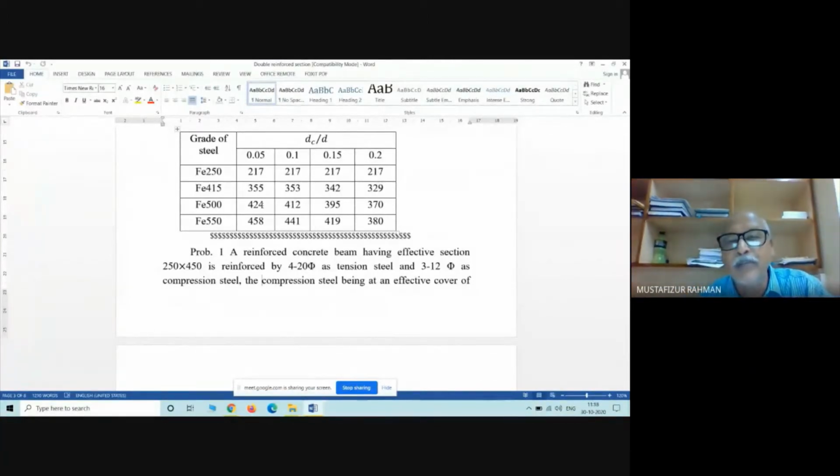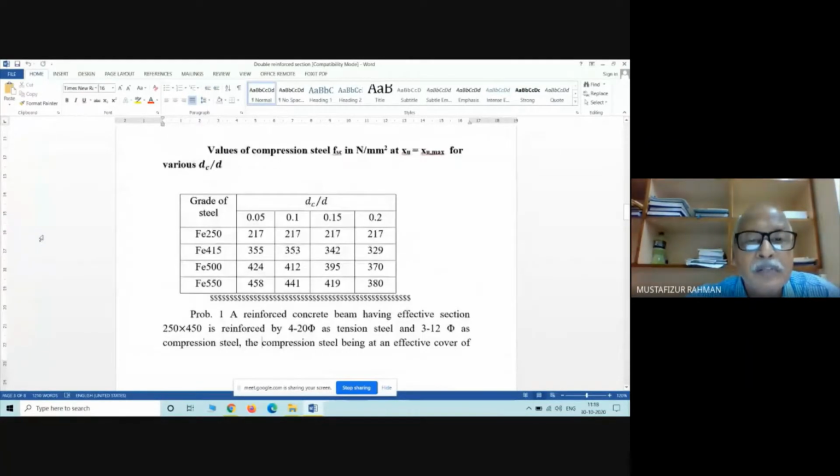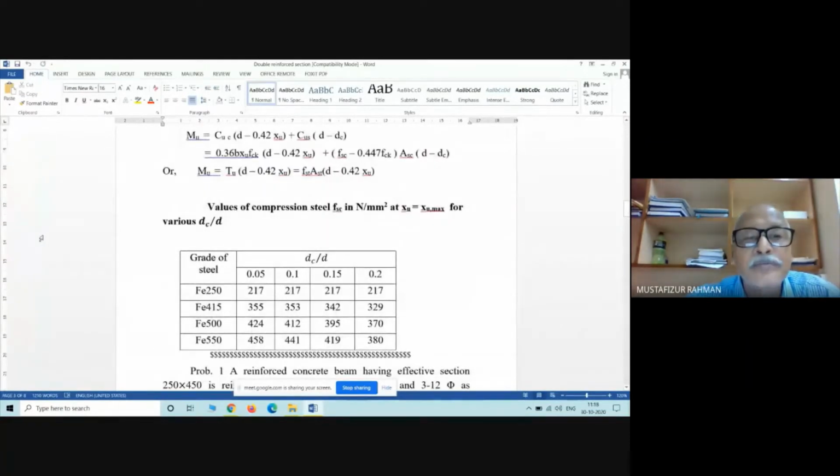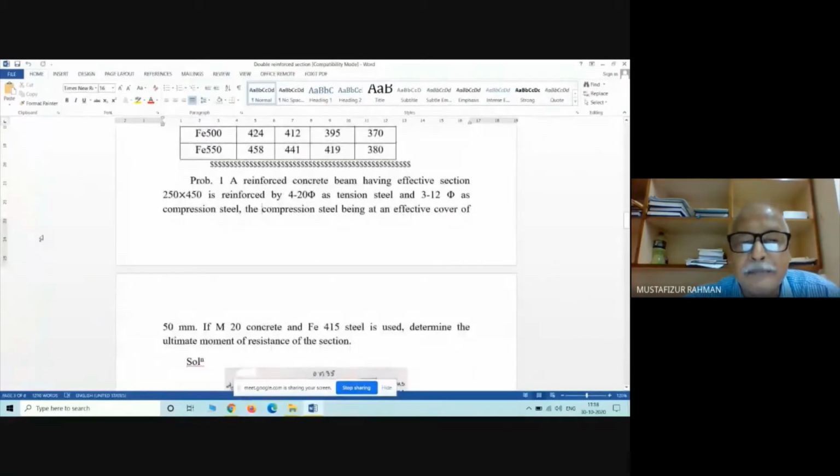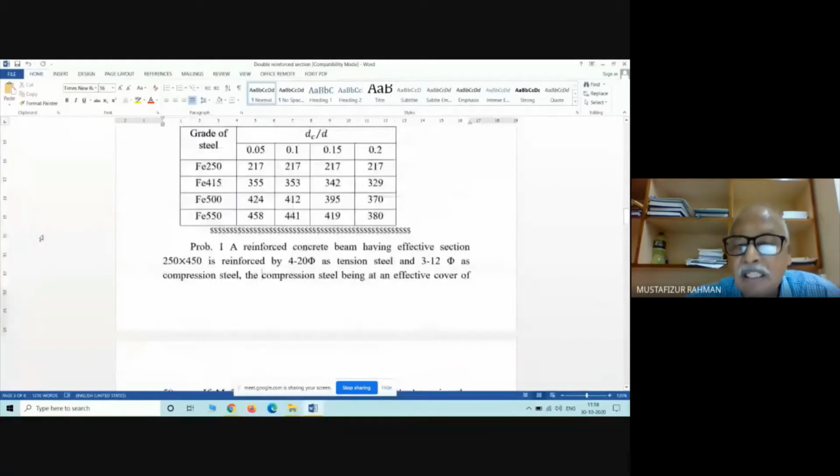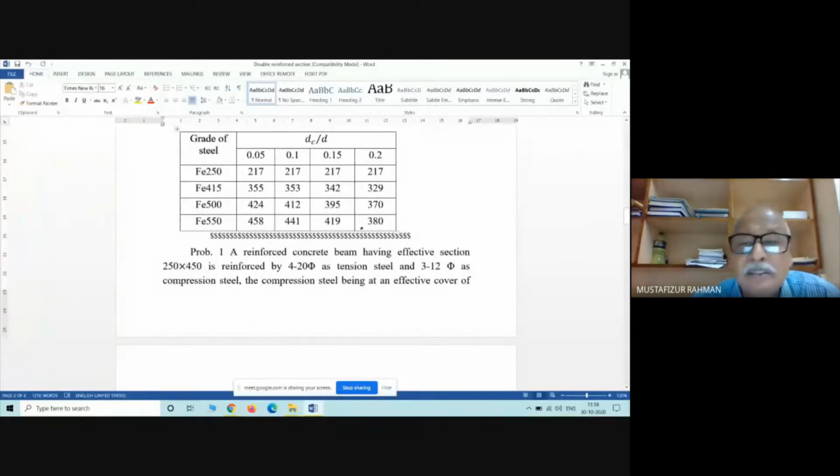With respect to doubly reinforced sections, probably the theoretical part we had completed and tried to solve a numerical problem. Now see this, here is a problem. It is not difficult.